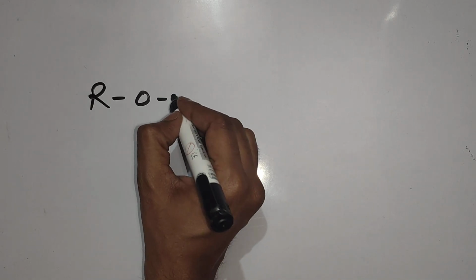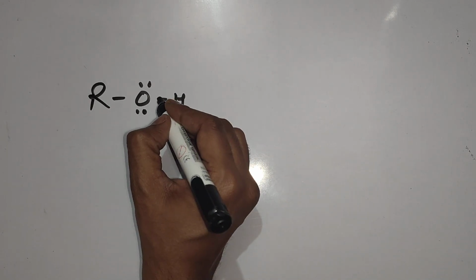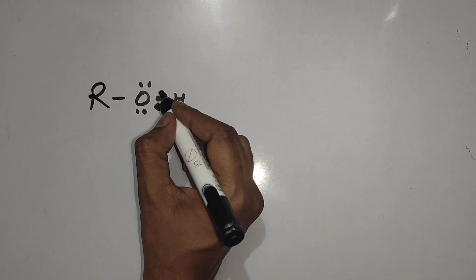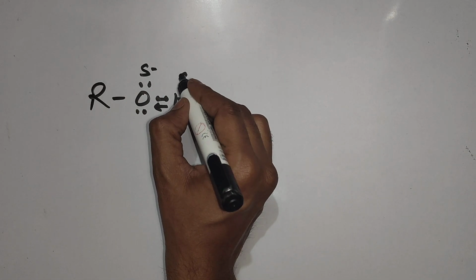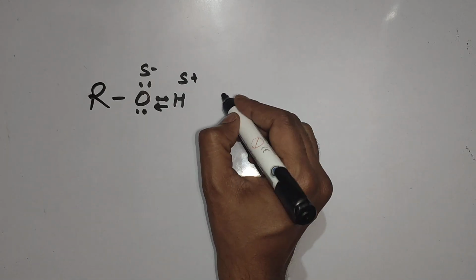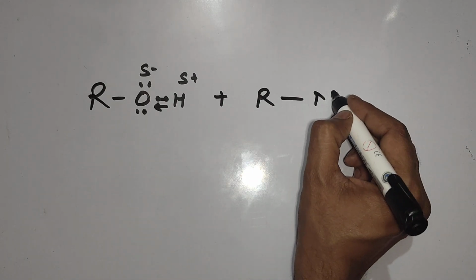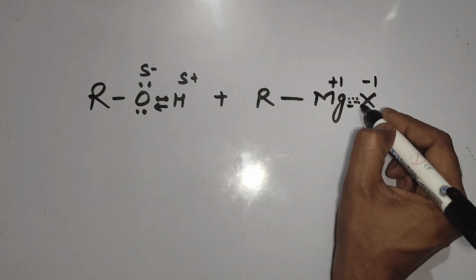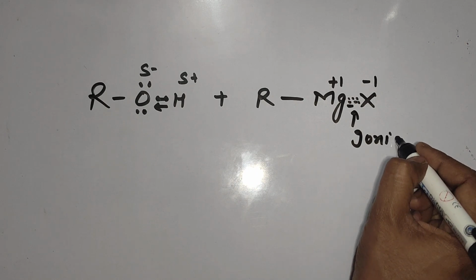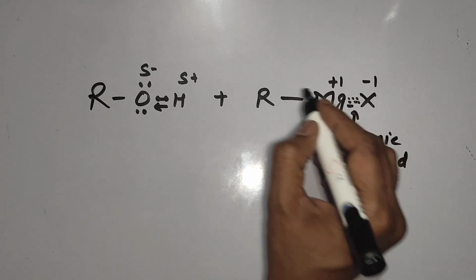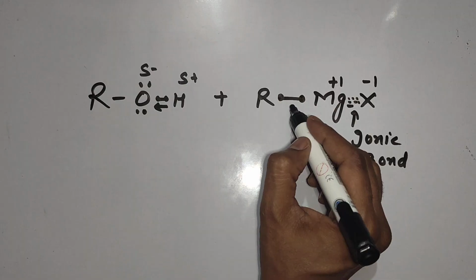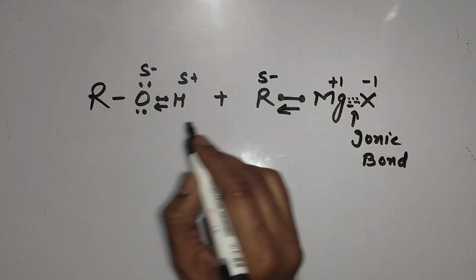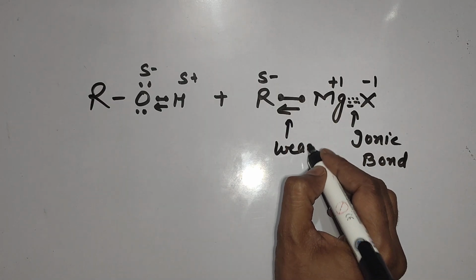As we know, the general formula of alcohol is ROH, in which oxygen is more electronegative than hydrogen. So these electrons are more toward the oxygen side. So oxygen is carrying a negative charge and hydrogen is carrying a partial positive charge. Whereas in the Grignard reagent, we also know this is an ionic bond, a strong bond. And here we have a covalent bond, in which electrons are partially shifted toward the R side. That's why it is getting a -1 charge. So it's a weak covalent bond.